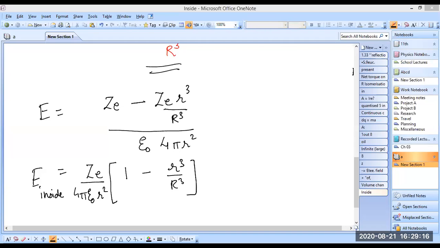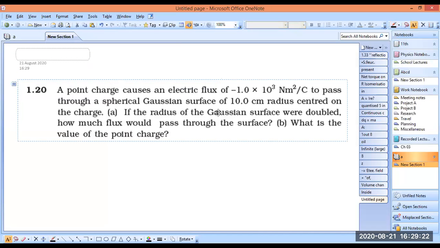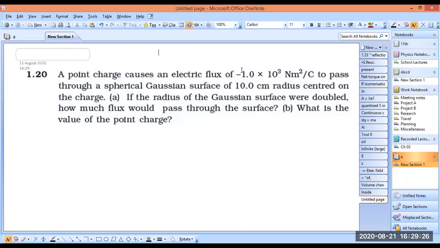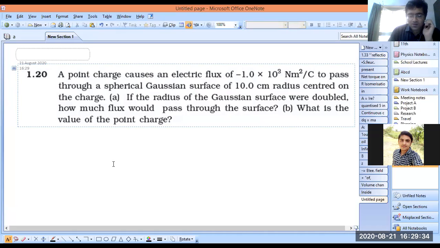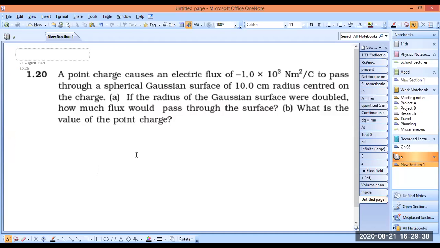I'm copying the question so that everyone can see it, even if you don't have the book. Someone's mic is still on. Can you please mute yourselves? Okay. So this is the question number 20 from the exercise.